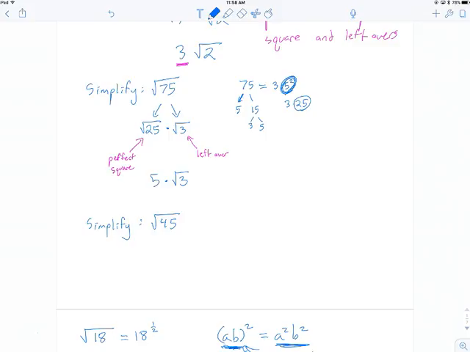Or again, I could have just factored this. So 45 is 3 times 15, which is 3 times 5. So this is 3 squared times 5. And oh, look, there's my perfect square. So I'll split this up to be square root of 9 times square root of 5, which is 3 root 5. Okay, so now let's actually go over to IXL and actually practice.